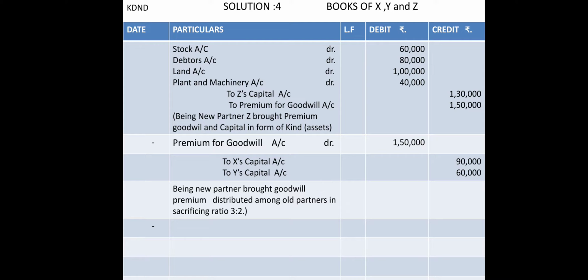Now, simple journal entries. All the stock account and all the assets will be debited, and at the same time, to Z's capital, and to premium for goodwill will be transferred, and premium for goodwill to X's capital and to Y's capital in their sacrificing ratio.